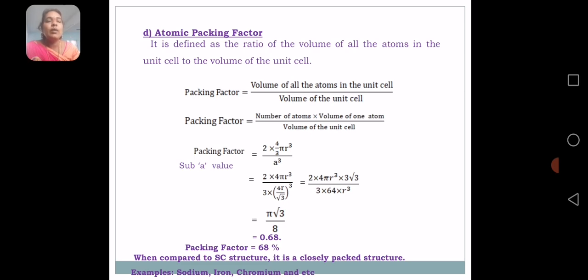What are the examples of the BCC structure? It is an examination point of view. Sodium, iron and chromium, tungsten are the examples of the BCC crystal structure. Thank you.